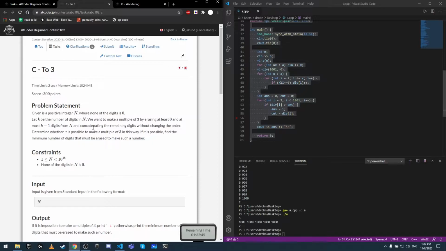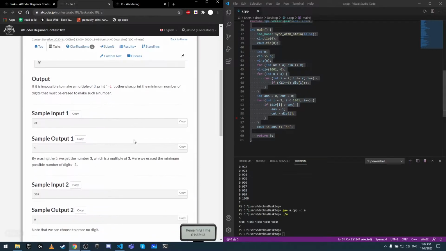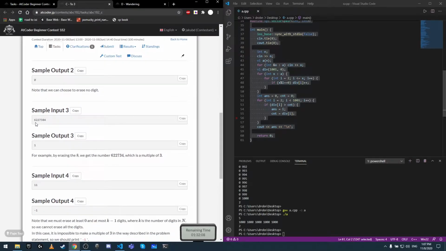We want to make a multiple of 3 by erasing at least 0 and at most k-1 digits from the remaining, without changing order. Determine whether it is possible to make a multiple of 3. Well, a multiple of 3 is a sum of digits divisible by 3. So what that means is, okay, so here is this digit. Here you don't have to erase anything.